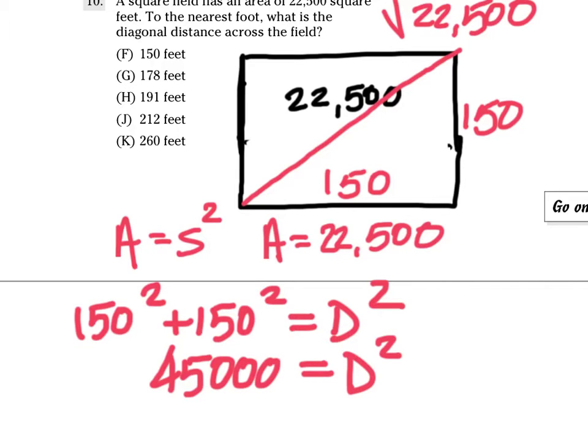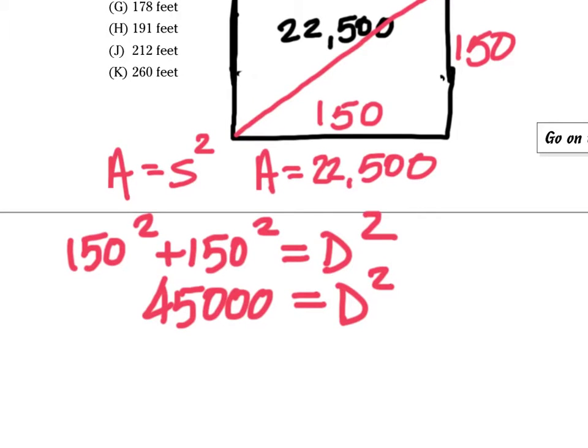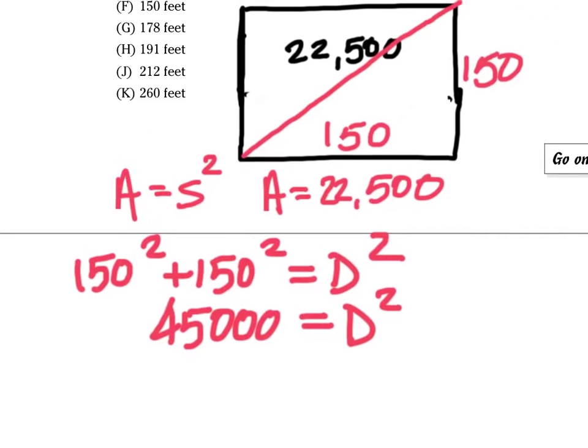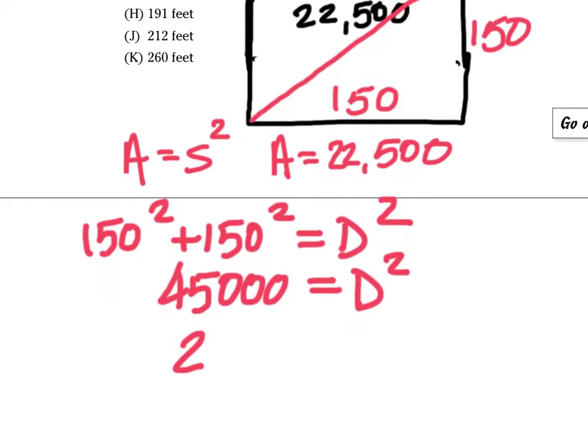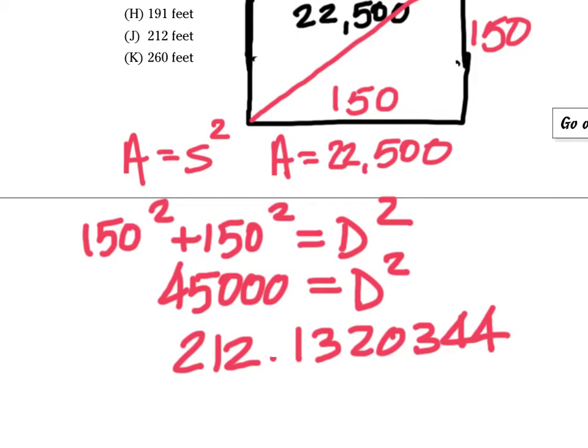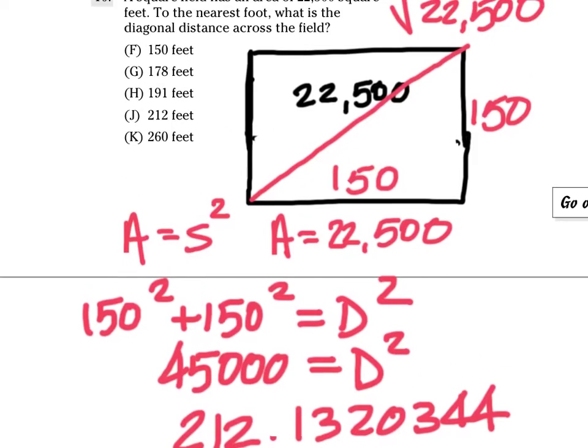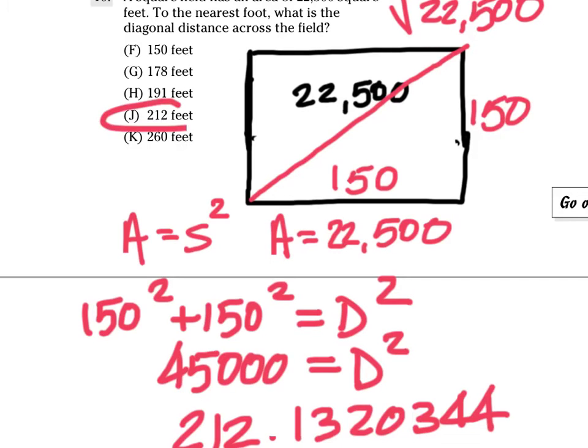And it says to find the answer to the nearest foot, so you'd have to do the square root of 45,000. And that comes out to be 212.1320344, but the nearest foot would be 212. And that is choice J.